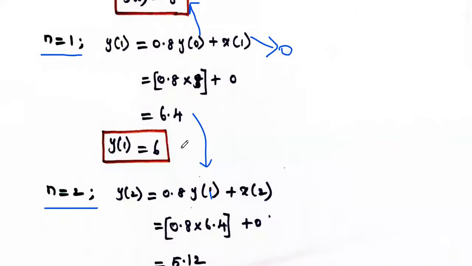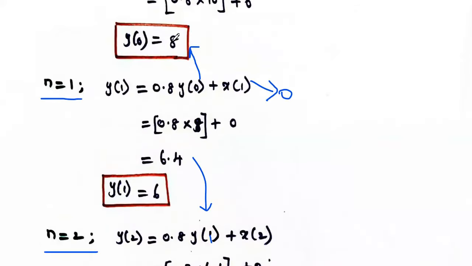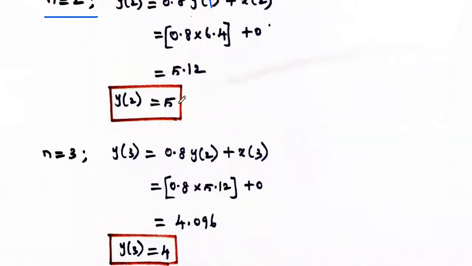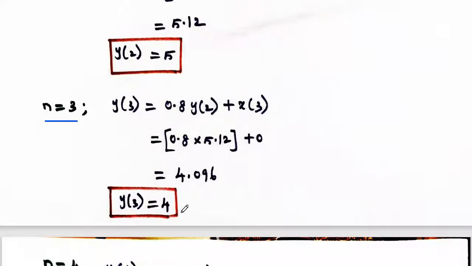Okay, so you see the output at the first time is 8. At the second time, the output is 6. And the third time, the output is 5. So next we have to calculate at n equal to 3. So at n equal to 3, we are calculating the output as 4.096. So 4.096 is approximated as 4.